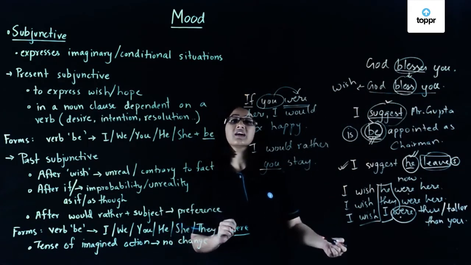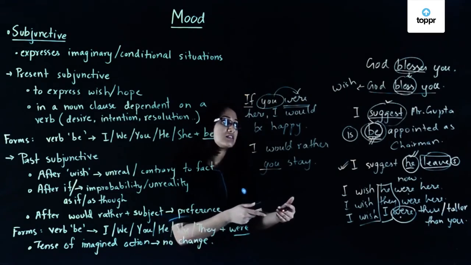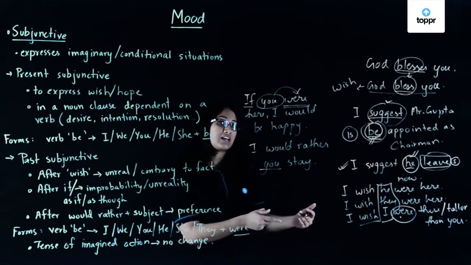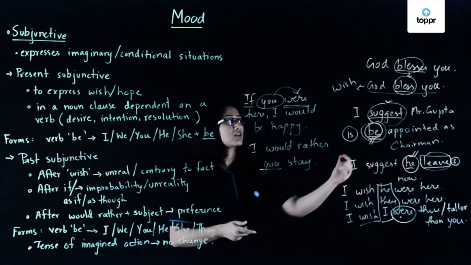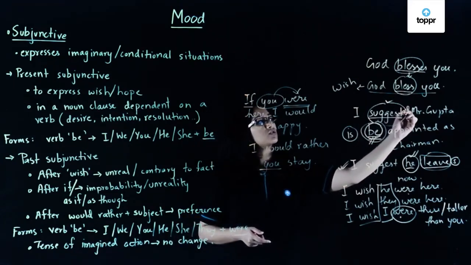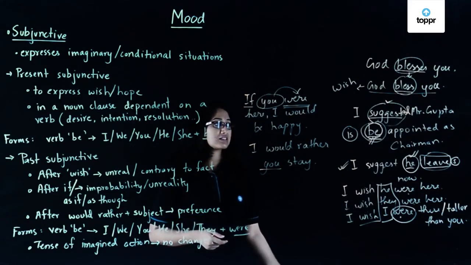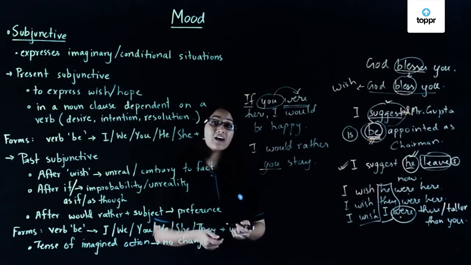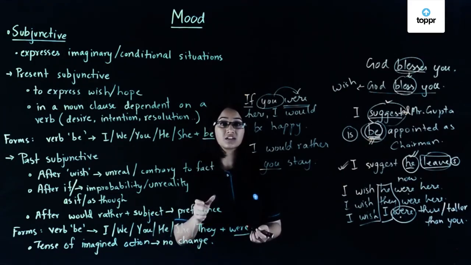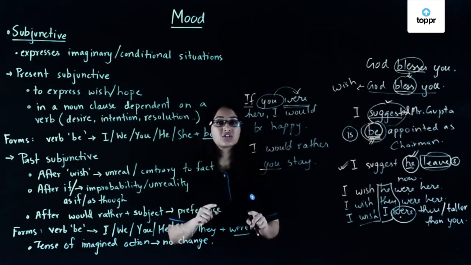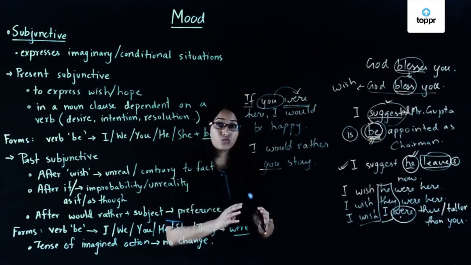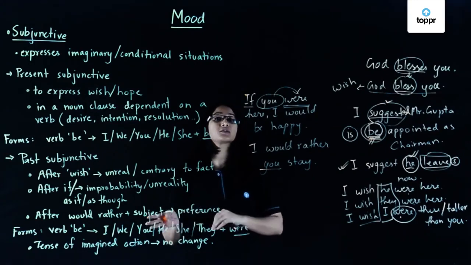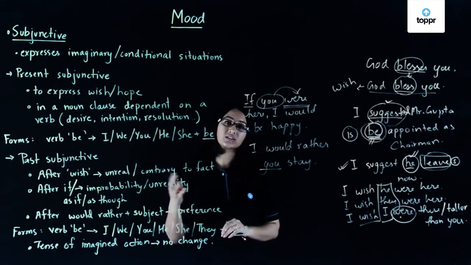So I could say, I will suggest Mr. Gupta be appointed as chairman. Then I could change this part to an ed in past tense, but my be would remain the same. So remember this: when you have a sentence in the subjunctive mood, you do not change the tense of the subjunctive mood verb, but the other verbs could undergo changes with tense.